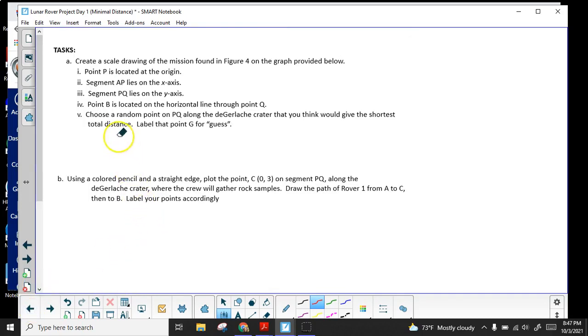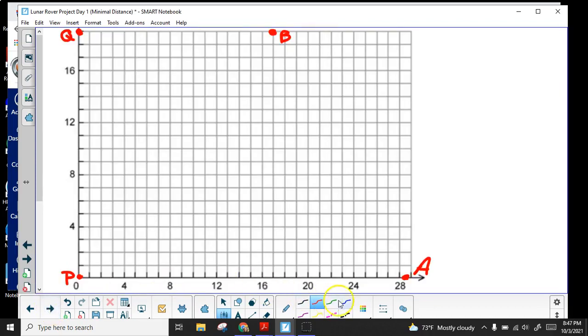Okay, now, using a colored pencil and a straight edge, plot the point C at 0, 3 on segment PQ along the crater where your crew will gather rock samples. Draw the path of Rover 1 from A to C, then to B, label your points accordingly. So we're going to do this together because everyone's project should have this same point, C, 0, 3. So 0, 3 is right here. Here is point C, and then we're going to draw our path here. You will use a straight edge for this.